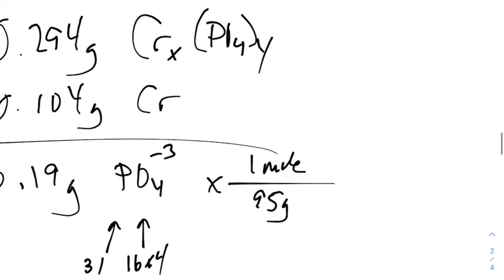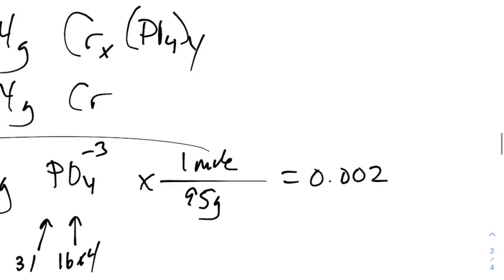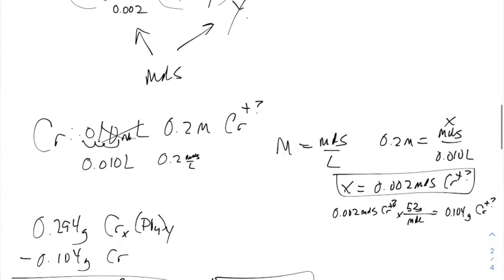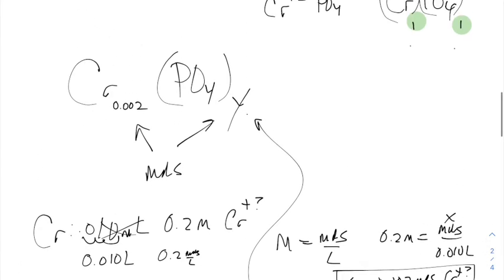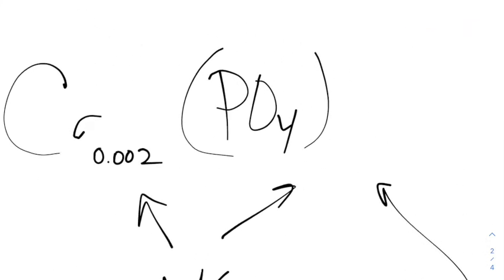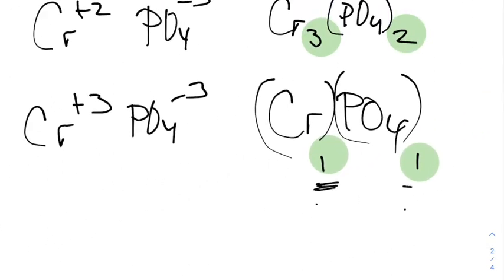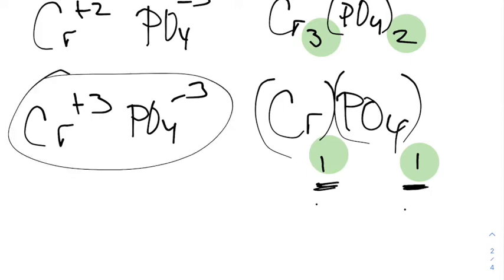And I'm going to get 0.002 moles of the phosphate. So now I know how many moles of phosphate I have. So I'm going to take that number and bring it up here. So not only do I have 0.002 moles of chromium, I also have 0.002 moles of phosphate. So once again, we are at a 1-to-1 ratio for these guys. So coming back up here, it's the 1-to-1 ratio. So it must be that the chromium is a +3 charge.